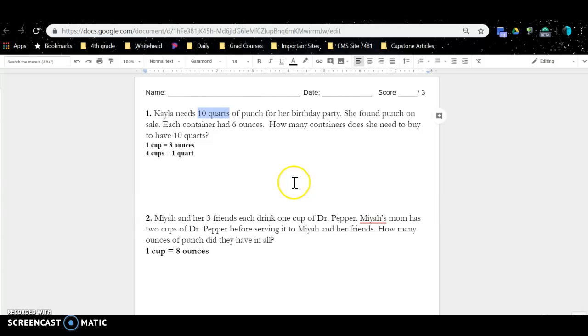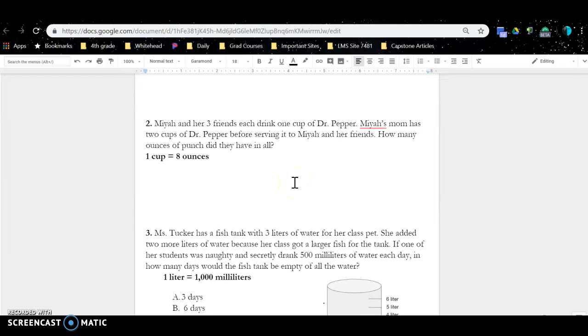Now, let's go on to our next problem. In this one, Maya and her 3 friends each drink 1 cup of Dr Pepper. Maya's mom has 2 cups of Dr Pepper before serving it to Maya and her friends. How many ounces of punch did they have in all?